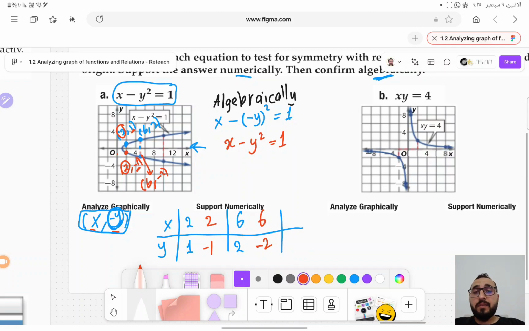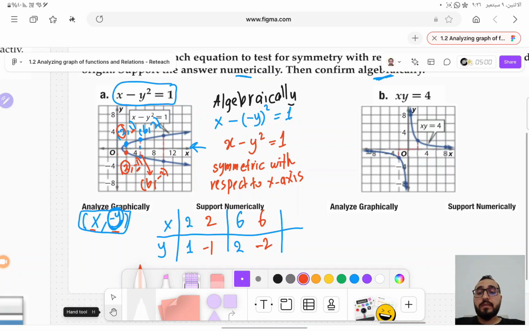So when you have something like this, when the equation goes back to itself, we can call this symmetry. Okay, it is symmetric with respect to the x-axis. If the equation did not change after you apply the negative sign to the y, or if you apply the negative sign to the x, so it's with respect to the x-axis.